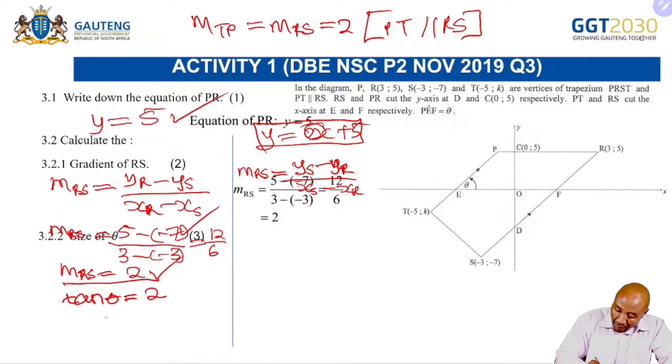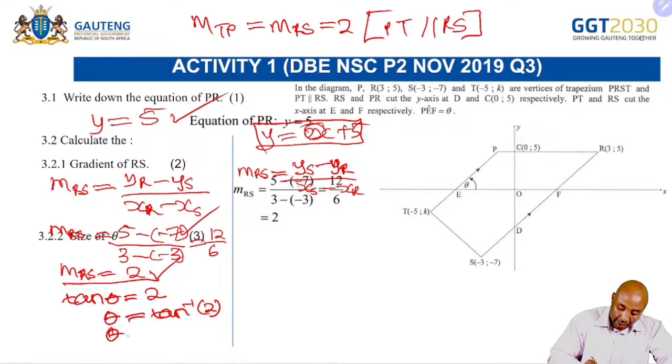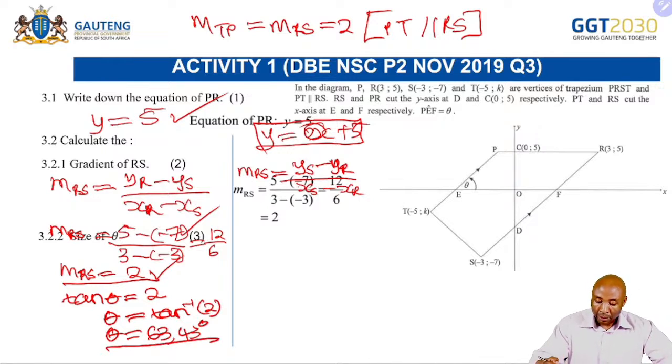And this will give our theta. If you check, theta is positive. So we use our calculator, shift tan 2, and we will get our theta as 63.43 degrees. We get our 3 marks. The first mark goes for knowing that the gradient of TP will be the same as the gradient of RS because those are parallel lines, then using tan theta is equal to gradient, and for the answer we get our 3 marks there.